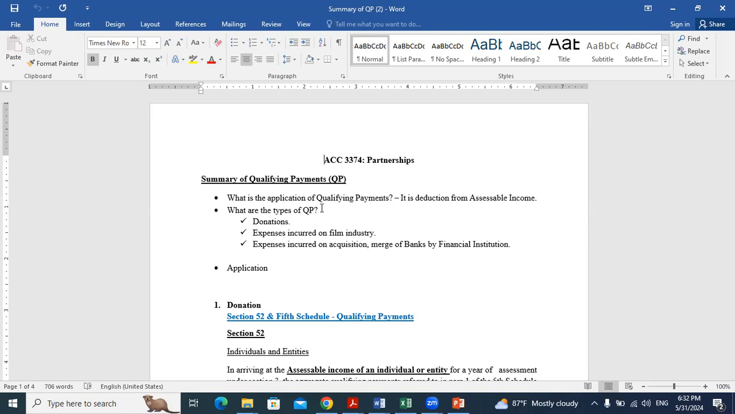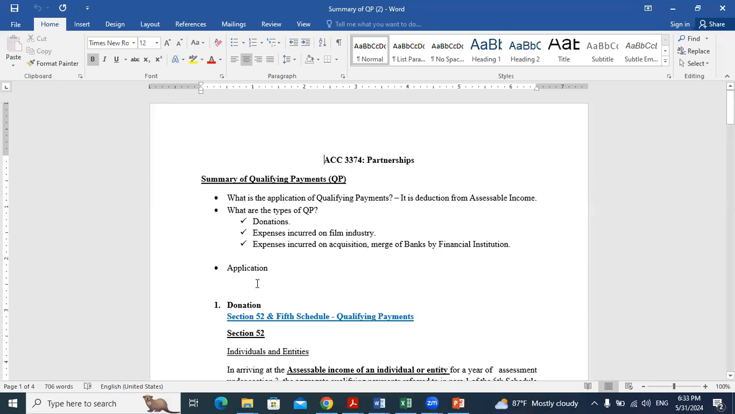There are other types also, like you might have heard sometimes. If we invest in solar panels in order to generate electricity, we can claim that as a qualifying payment, but we are not going to discuss that in detail in this class. We will also not be discussing the second and third ones, expenses incurred on film industry and expenses incurred on acquisition and merger of banks by financial institutions. It is there in the material. These two will be discussed in detail when you take the advanced taxation course in the degree program.